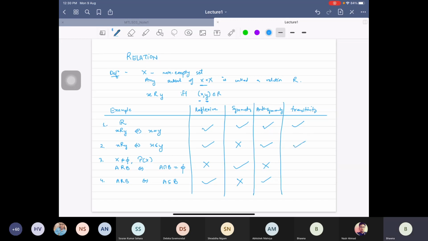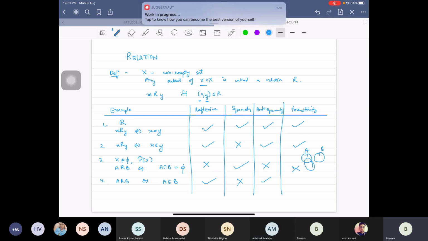This is also transitive. Is 3 transitive? Yes, ma'am. Very good. No, ma'am. Suppose these are the sets. No, ma'am, it's not. Yeah, these are disjoint, but these are not disjoint. If this is A, this is B, this is C, definitely no. Third, it is also transitive.